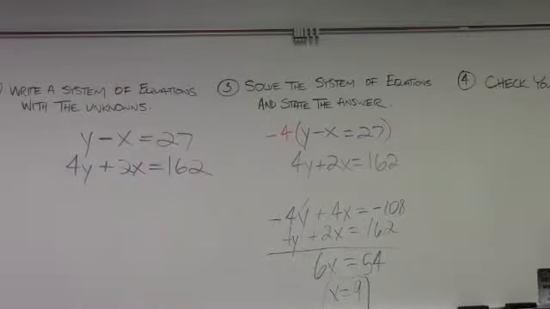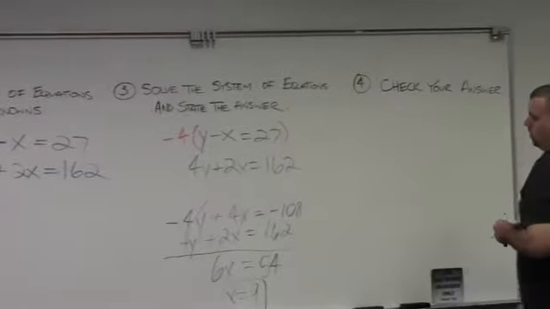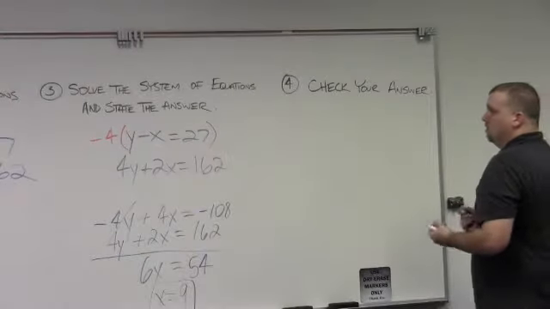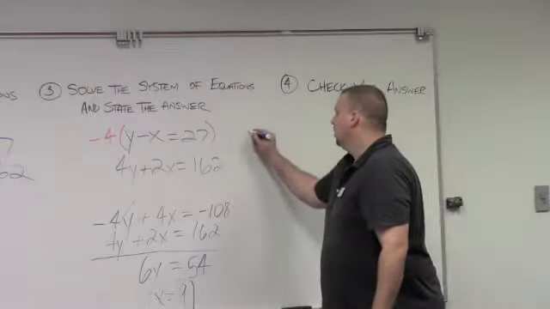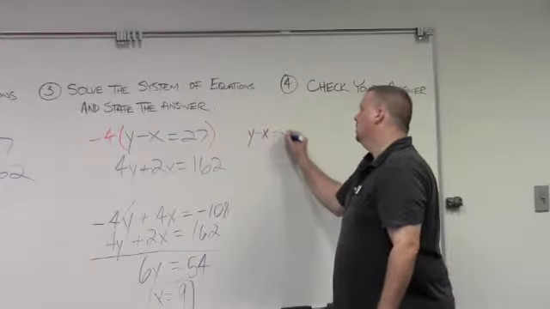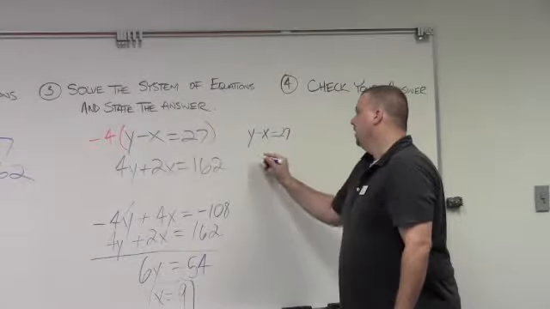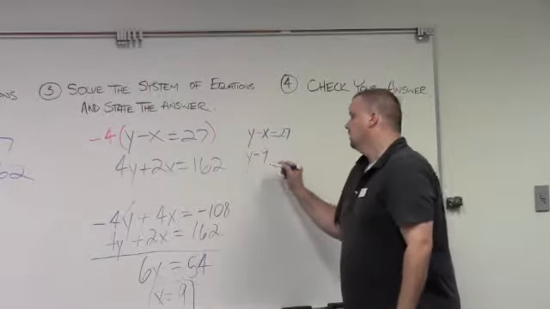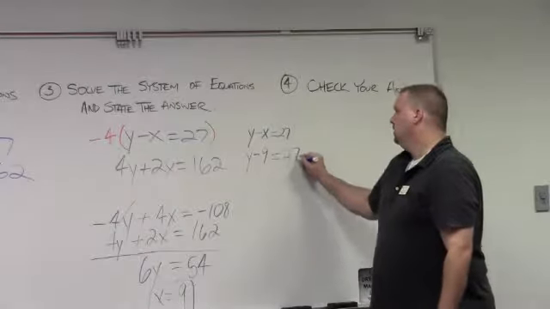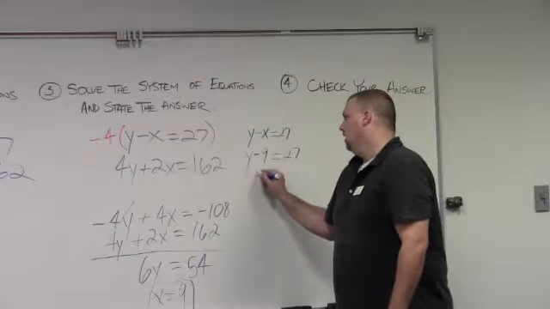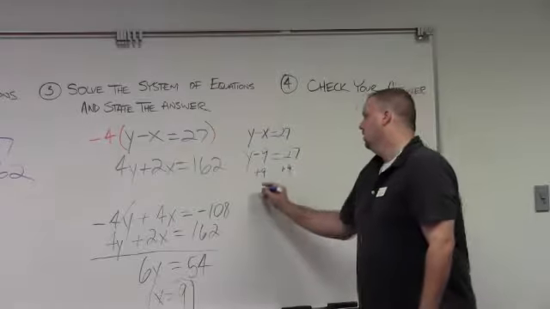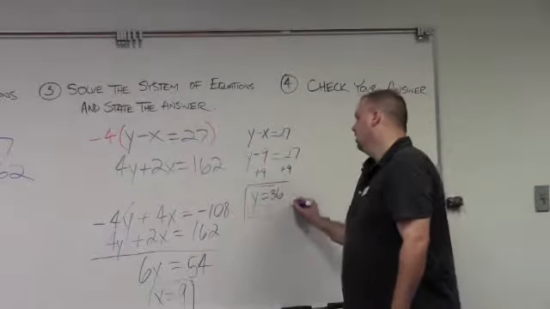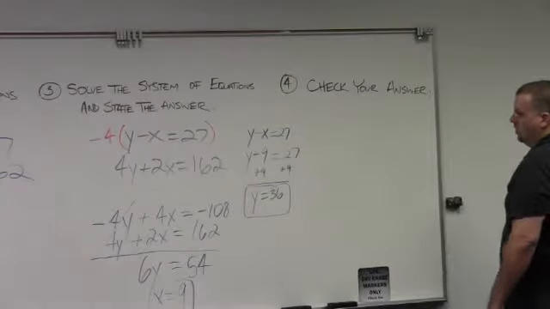specifically my smaller value. And if I wanted to figure out what y was, go back to the easier of the two equations, which in this case is the first one, correct? So y minus x equals 27. I know what x is. It's 9. So y minus 9 equals 27. And then if I add 9 to both sides, yep, y is 36. So there's my two values.